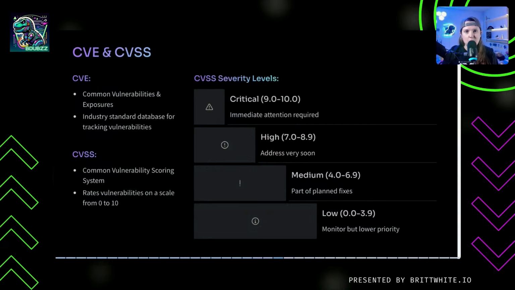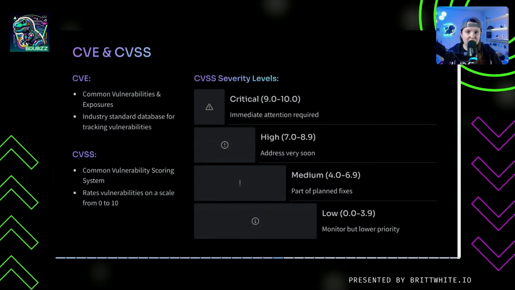Critical vulnerabilities score between 9.0 and 10.0. These are the most dangerous and need immediate attention because they could lead to serious breaches. High severity issues fall between 7.0 and 8.9. While these aren't quite as urgent as the critical ones, you'll still want to address them very soon. Medium severity vulnerabilities score between 4.0 and 6.9 and should be part of your planned fixes. Low severity issues score a 3.9 or below. These don't need immediate action, but you should keep monitoring them to make sure they don't become more serious.